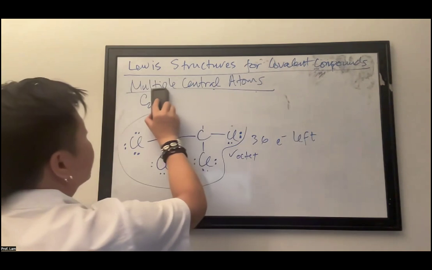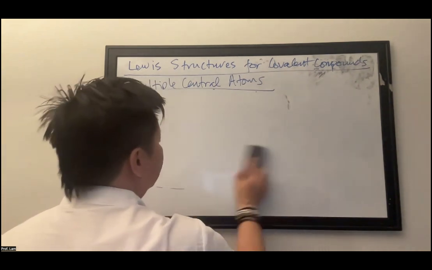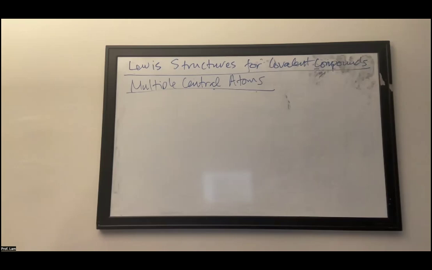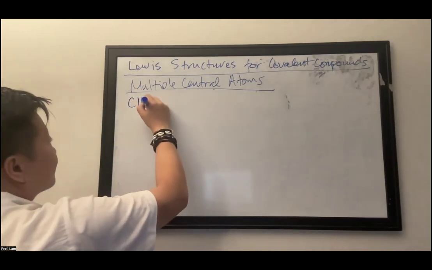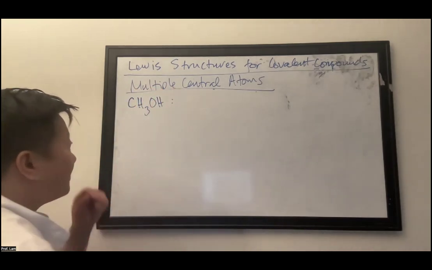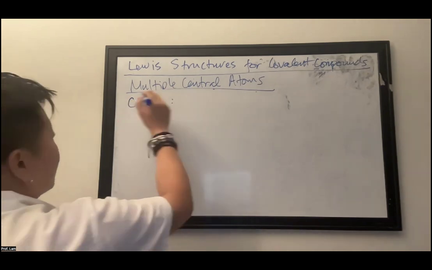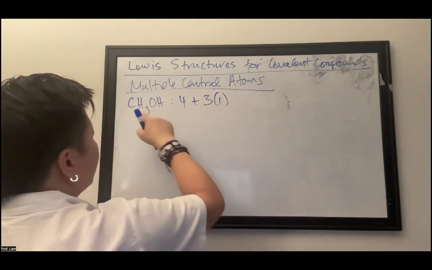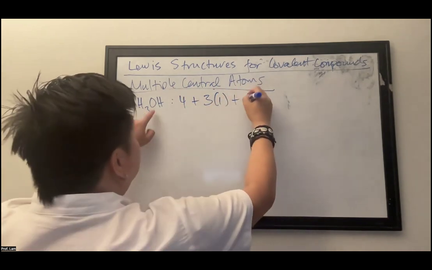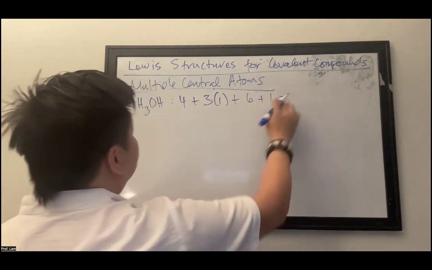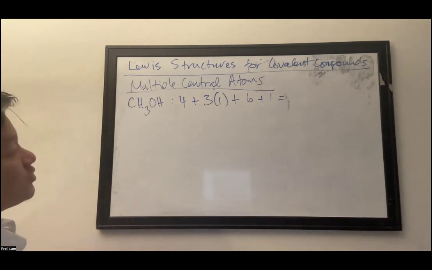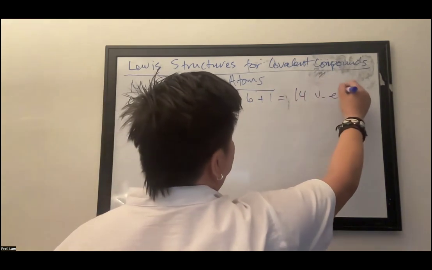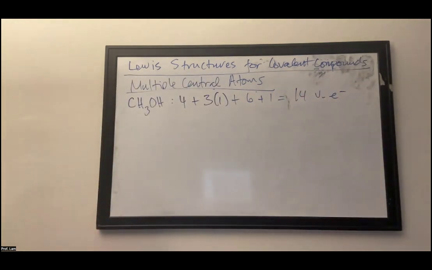CH3OH. Carbon, 4 valence electrons, plus 3 times 1 for the hydrogens, plus 6 for the oxygen, plus another 1 for the hydrogen. So for a total of 7 plus 7, 14 valence electrons.